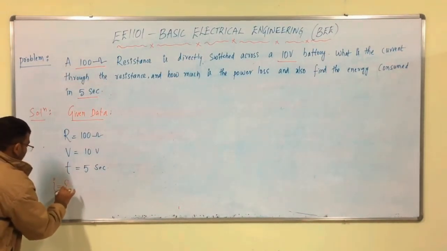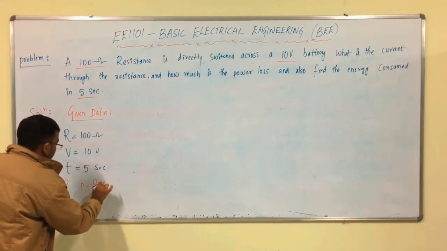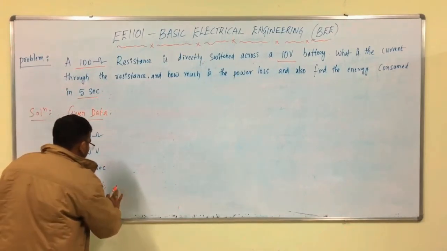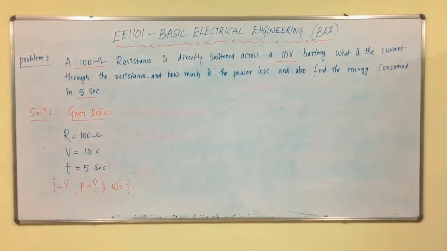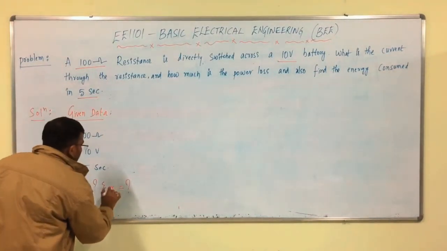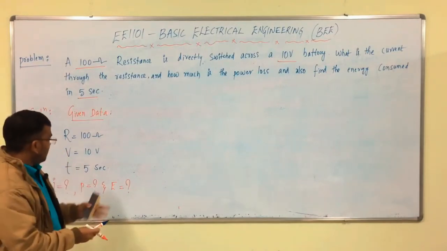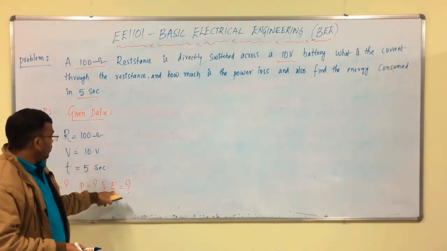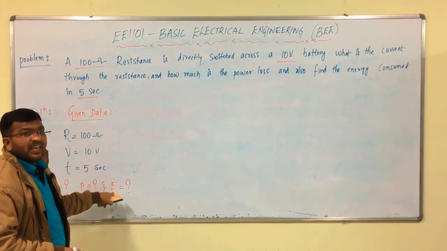He wants current, power and energy. Or you can replace it with what? E, simply energy E. In the previous lecture, W can be replaced with E.